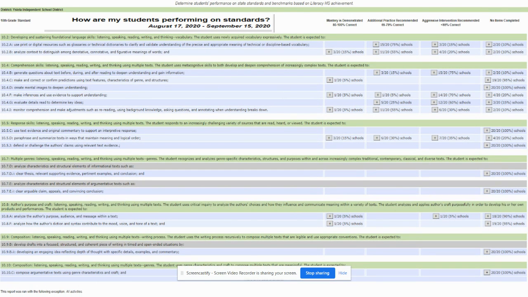This is your How Are My Students Performing on Standards report, and this one helps us isolate key TEKS that we are identifying within our articles. Very similar to your skills report, or your reading skills report, I should say. This one also identifies the TEK. This is for 10th grade. It'll identify the TEK, and then it'll identify where mastery is demonstrated, where additional practice is recommended, etc. You can, again, drop the little plus sign, and you will find names of students, and you will be able to isolate what you should assign in addition to support this student's development on that particular TEK.